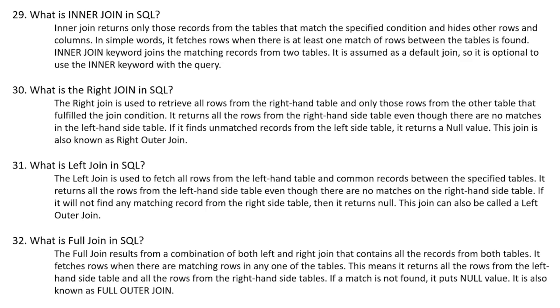Question 32. What is full join in SQL? Answer: the full join results from a combination of both left and right join that contains all the records from both tables. It fetches rows when there are matching rows in any one of the tables. This means it returns all the rows from the left-hand side table and all the rows from the right-hand side table. If a match is not found, it puts a null value. It is also known as full outer join.